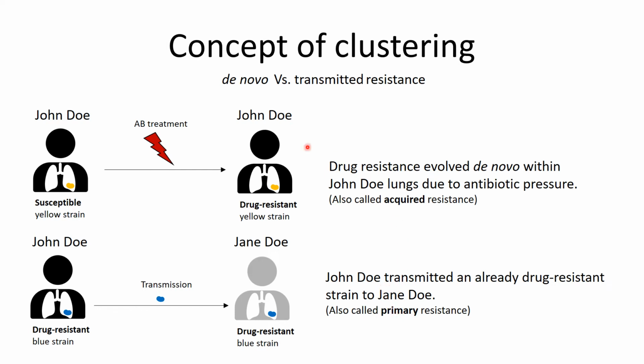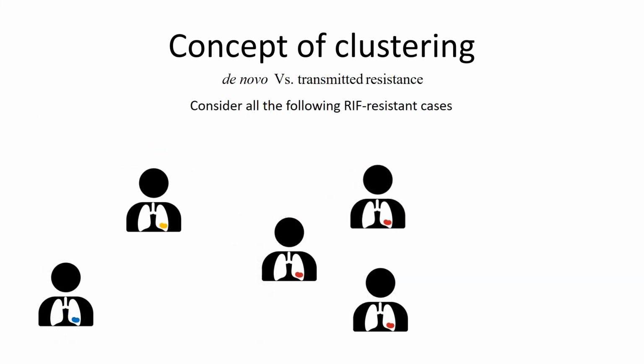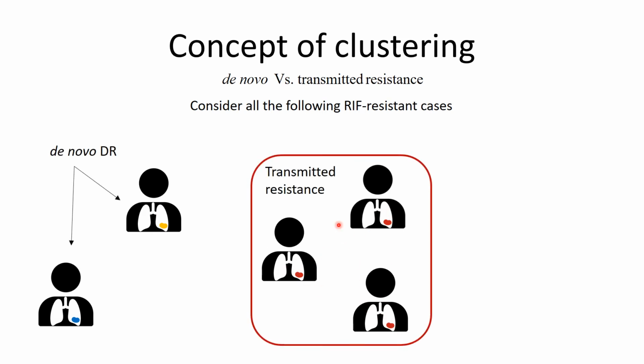So how can we use clustering to study these two types of resistance? The novel evolution within a patient due to drug treatment versus transmission of strains that are already resistant. So let's consider the following scenario. We have these 5 cases, and all of them are rifampicin resistant cases. We have already typed the Mycobacterium tuberculosis strains that are infecting them. So we know these, and that means they are all within the same transmission cluster.